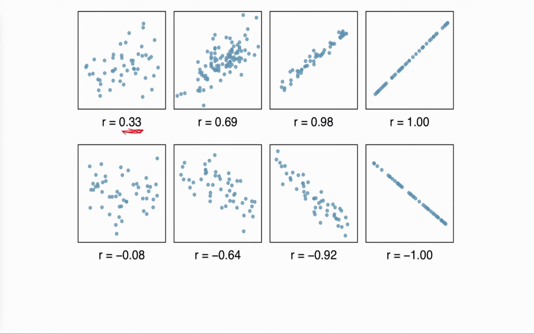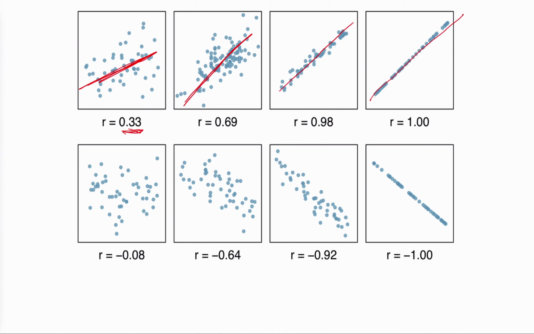This is an R of 0.33. So you've got a positive correlation in there, but it is not very strong. That's a weak correlation. This is an R of 0.69. So it's a much stronger correlation. It looks much more like a line. Here is an R of 0.98. So that looks a lot more like a line. That's very close to being a perfect correlation. And then an R of 1 is going to be actually a straight line.